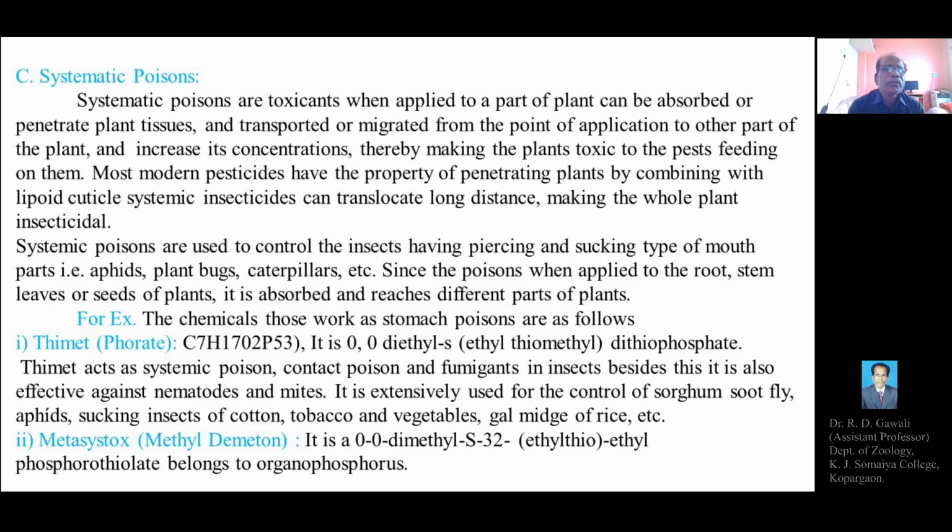For example, the chemicals that work as stomach poisons are as follows. These chemicals will lead to phytotoxicity, but after feeding by the insect pest, they serve as stomach poisons, and then lead to a toxic or lethal effect, causing the death of insect pests such as aphids, plant bugs, or caterpillars, which have piercing and sucking type of mouth parts, or even caterpillars which have mandibulate type mouth parts.